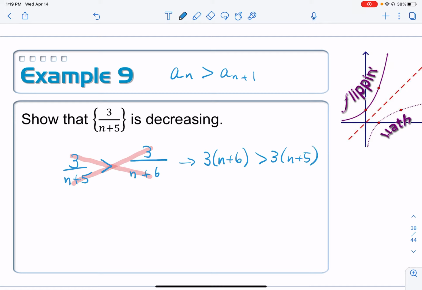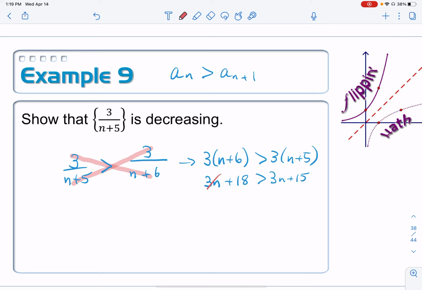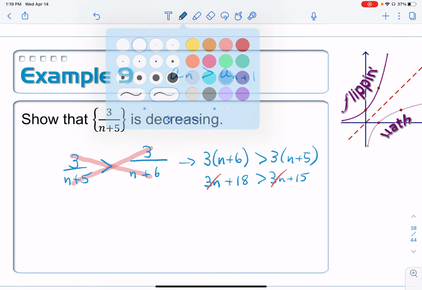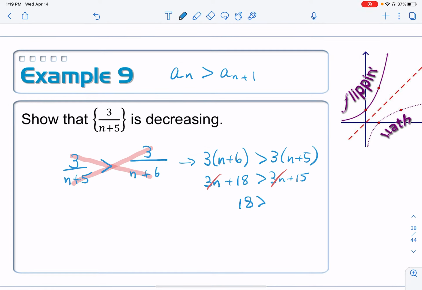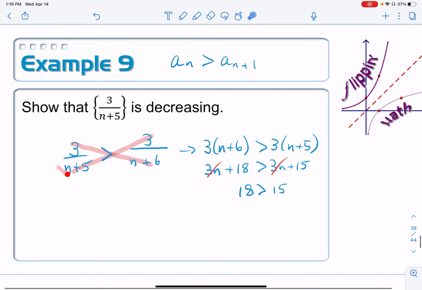Okay, so maybe it's still not obvious. Let's distribute the 3 through there. I have 3n plus 18 is greater than 3n plus 15. And whenever you subtract away your 3n's, you can definitely see a true statement here. We have 18 is greater than 15. In other words, if this inequality is true, it implies that 18 is greater than 15, which is always the case. So this right here is enough to establish that the terms in the sequence are decreasing.